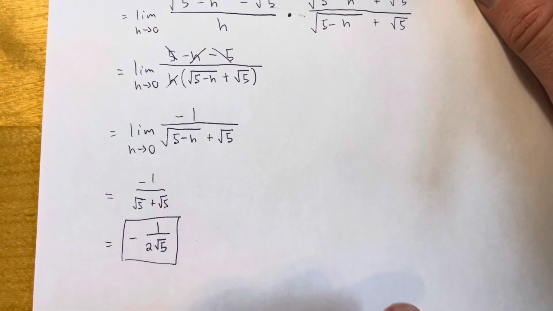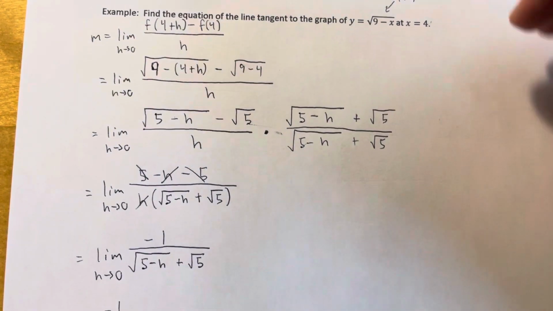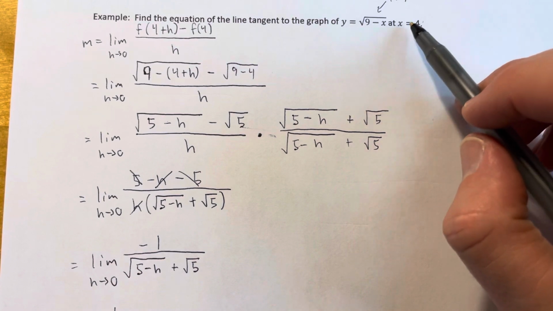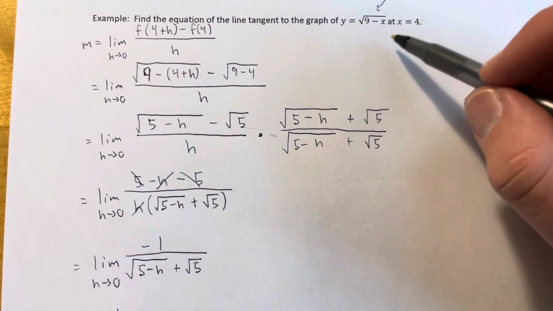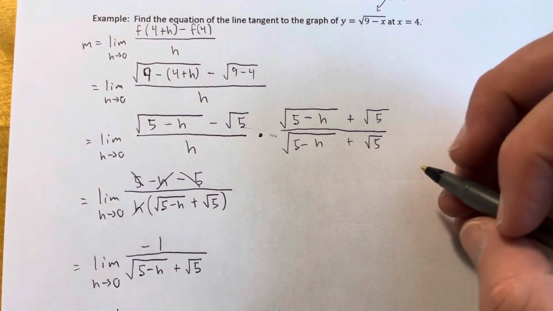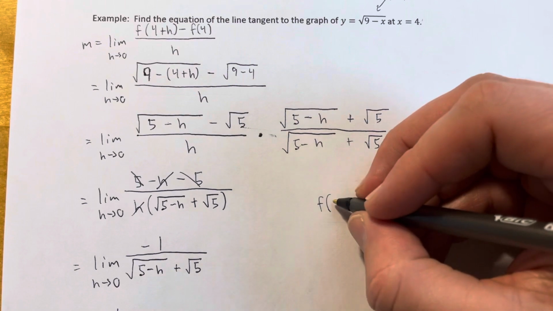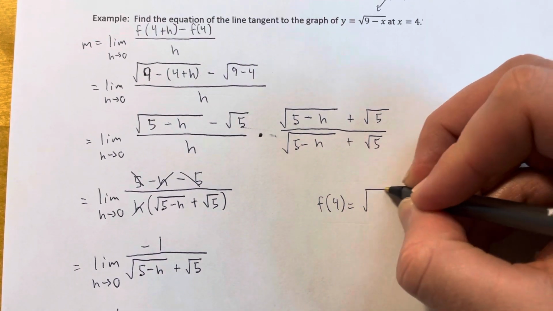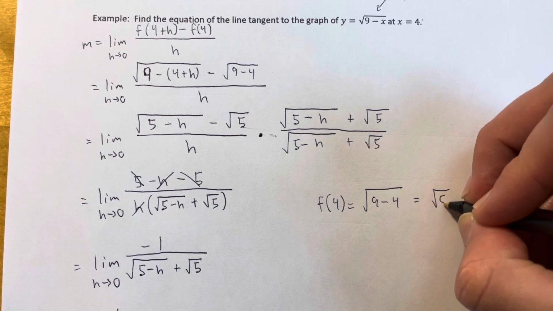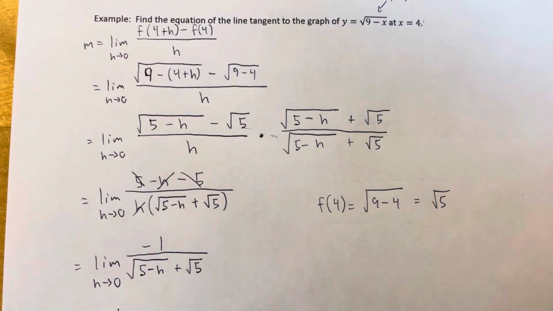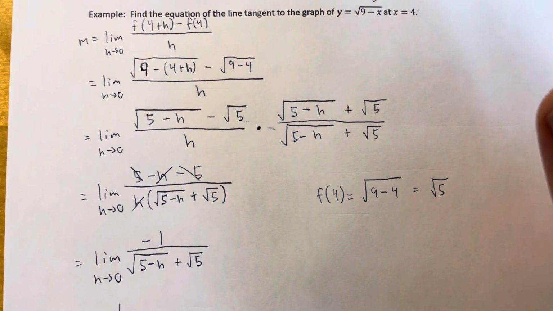So remember, our line is a tangent line, and it's tangent to the graph of this guy at x equals 4. So the first thing I should do is find what point this graph shares with its tangent line. That means I need to find f of 4. That would equal the square root of 9 minus 4, which is equal to root 5. Don't plug that into a calculator. Leave it as a radical. It's totally fine to leave that as a radical.